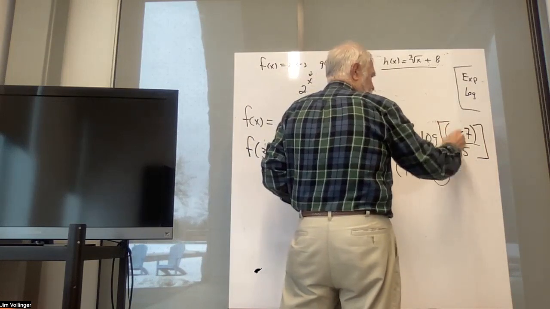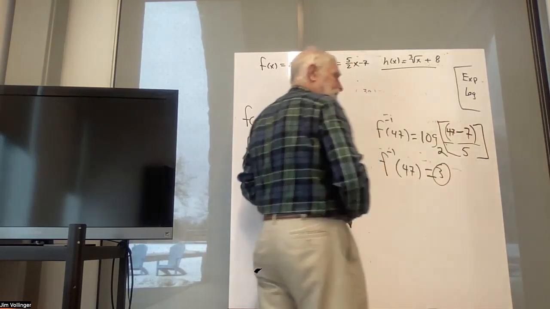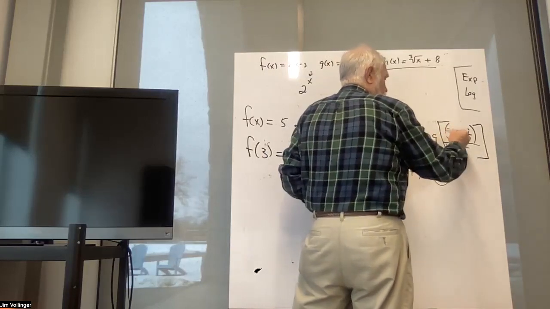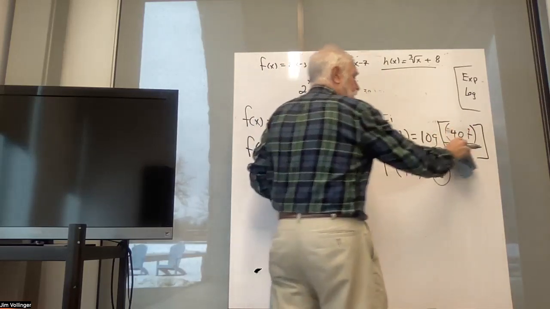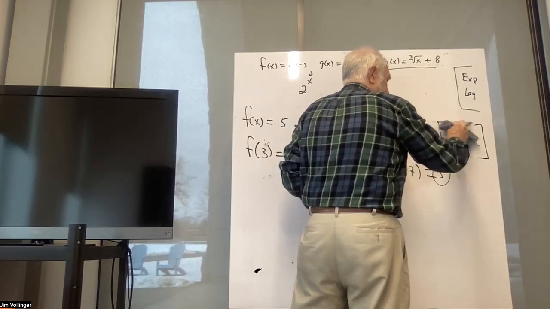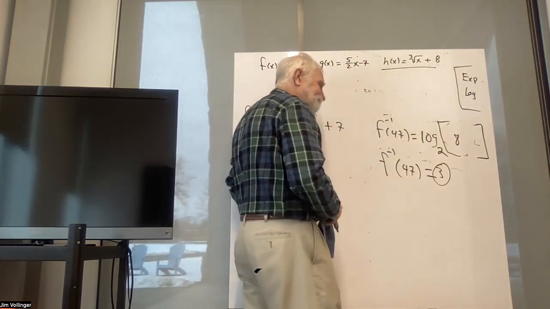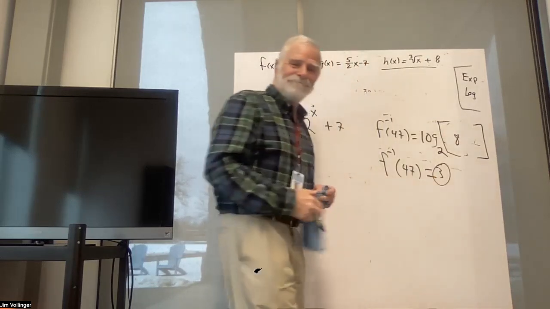So 47 minus 7, that's 40. 40 divided by 5, that's 8. What is the exponent you put on top of the 2 to get an 8? That's 3.